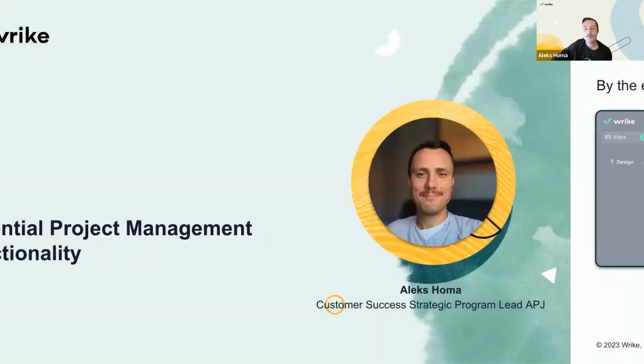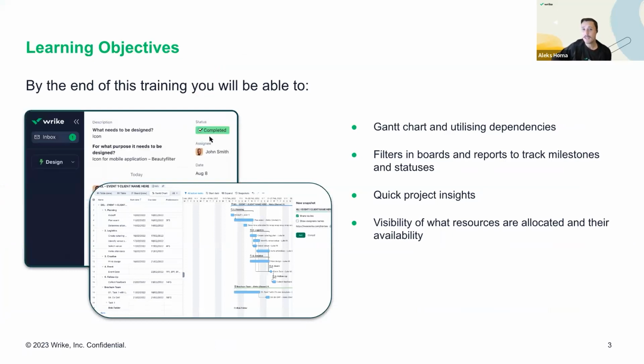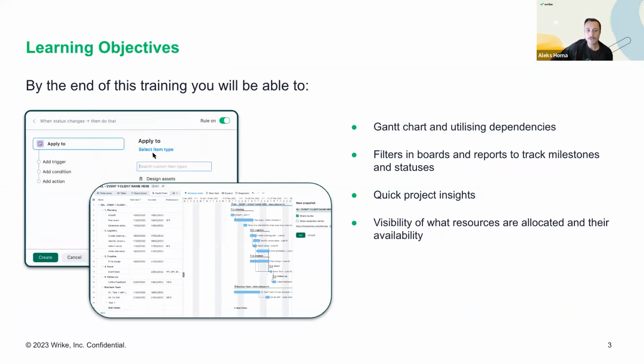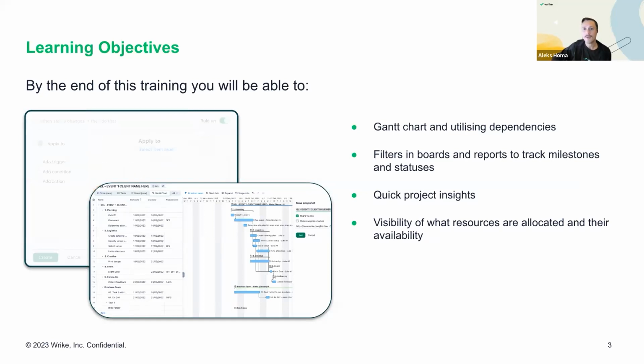Now, what do we hope to get out of the session today? Well, by the end of this, we'd hope that you understand how to use Wrike's Gantt chart functionality, put together dependencies between your various tasks and how to properly utilize that, how to use the filtering functionality to get better use out of it and get some quick project insights, a show on how to use the new chart functionality, and of course, a quick heads up on the resource view. What's that all about? And how do I get visibility of my team's capacity?